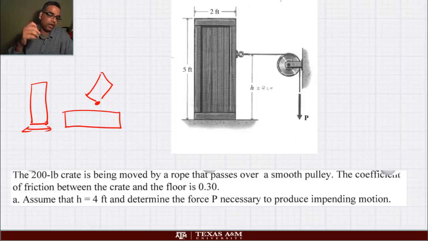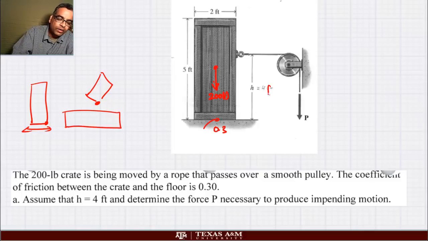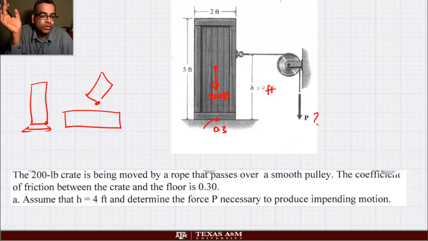So the problem is the following. I got a 200-pound crate. So this is 200 pounds, and we are assuming that its center of mass is here, and that's 200 pounds. And we are moving it using this system. The coefficient of friction here is 0.3, and we are going to assume that h is 4 feet. And we want to determine how much force is needed to produce impending motion. That is, we don't know whether the force will cause it to tip or whether it will cause it to slide. We just want to figure out how much force should I apply before something happens.